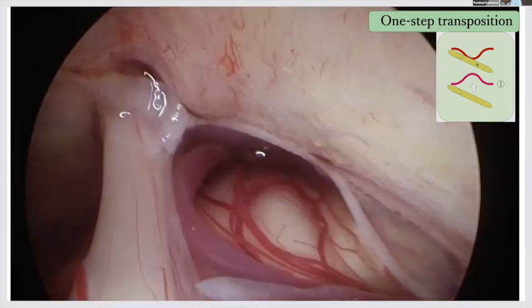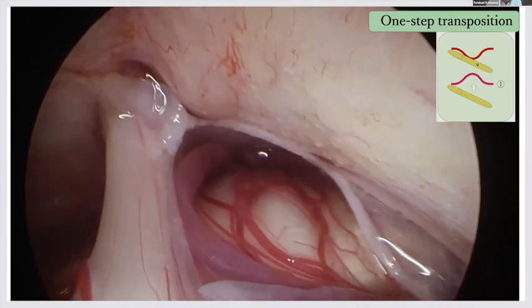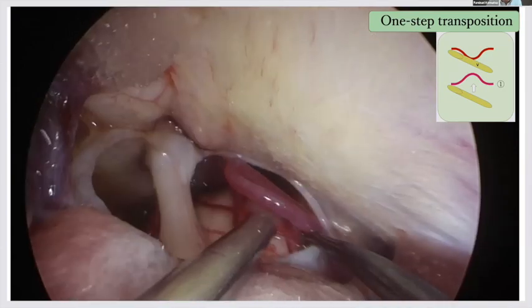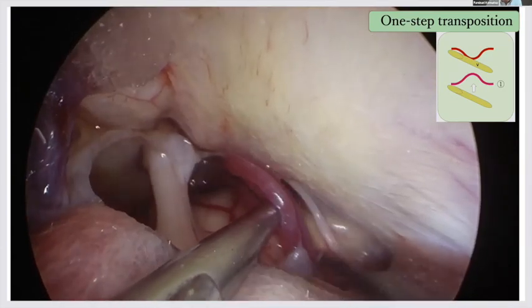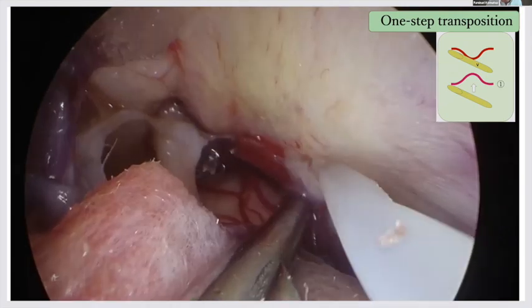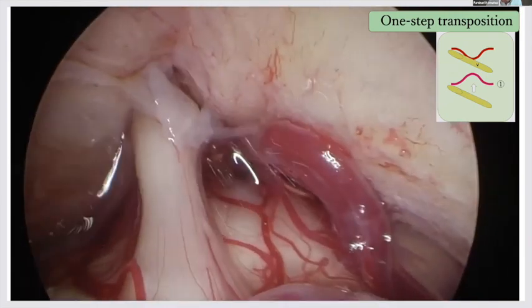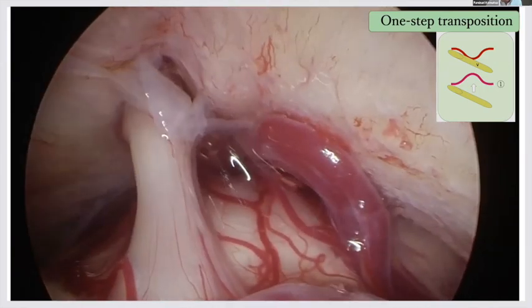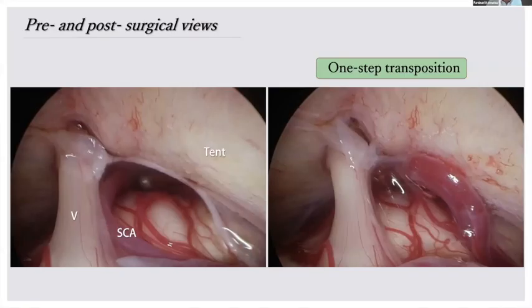Here we can see the trigeminal nerve and the SCA. In this case, the SCA is easily mobilized and fixed to the tentorium by fibrin glue. This is a very easy method, and we call this method one-step transposition. This is the pre and the post surgical views. The complete decompression is conducted and the patient recovered immediately after the operation.